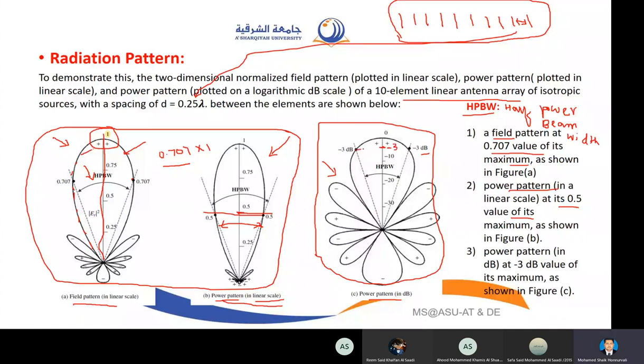So if you check these points, how much angle is there in this angular separation? This value we call the half power beamwidth. So depending on the type of scale, you can calculate the half power beamwidth graphically like this. One more time: if it is a field pattern, you multiply the maximum value by 0.707. If it is a power pattern, you multiply by 0.5. If it is a logarithmic plot, you just find the minus 3 dB point.